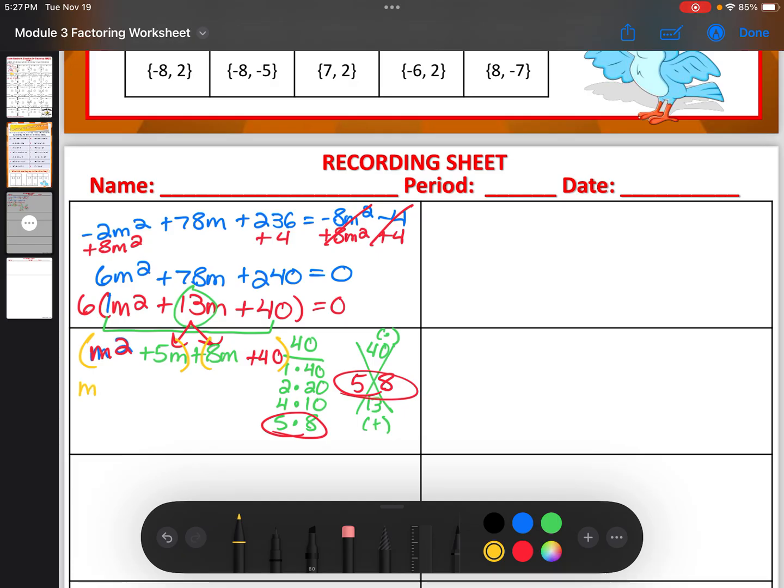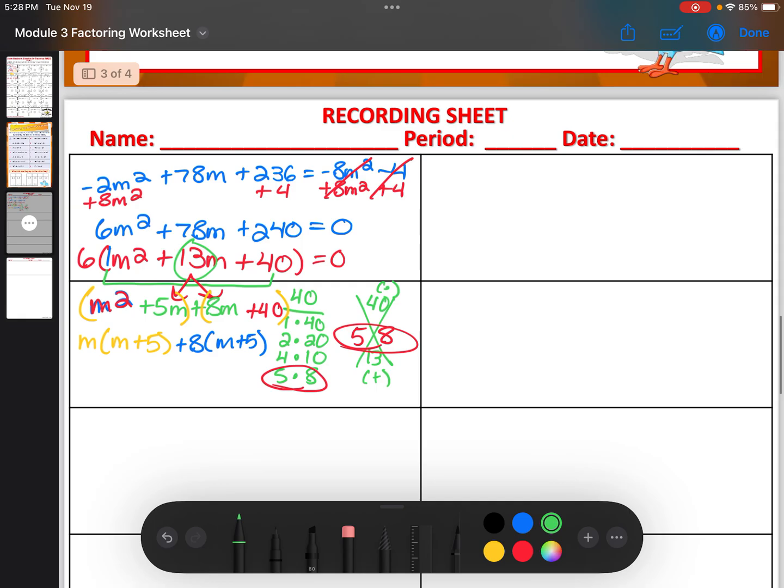So my first two terms both have an m in common. So I'm going to factor out an m, and I'm left with m plus 5. My second two terms right here both have an 8 in common. So I'm going to divide out an 8, and you'll get m plus 5. Since your insides are the same, m plus 5 is one factor, and then your outsides, m plus 8 is another factor.